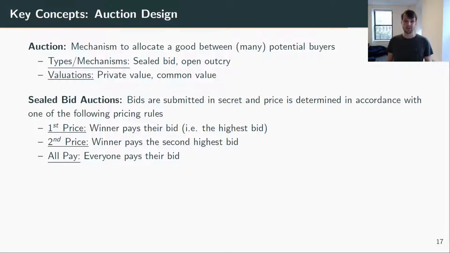Sealed bid auctions are auctions in which the bid is submitted in secret and the price is determined with one of a couple of pricing rules. Usually what we think about in terms of auctions is the first price, so the highest bid wins. That is not what eBay does, and there's a reason for that. A lot more common, and obviously for us a lot more helpful as economists, is the second price auction, where the winner pays the second highest bid.